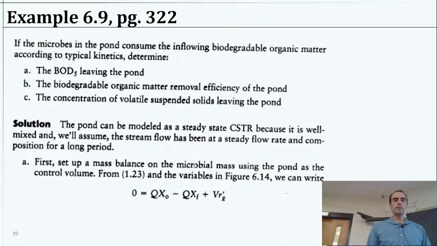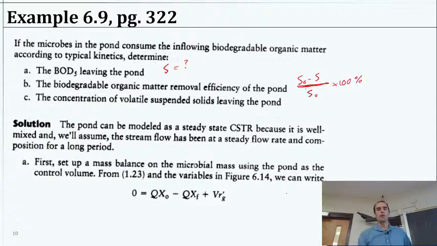So the problem says if the microbes in this pond consume the inflowing biodegradable organic matter according to typical kinetics, determine A, the substrate leaving the pond, they're going to call it BOD5. B, the biodegradable organic matter removal efficiency of the pond. So if A is asking for S, B is asking for the removal efficiency. This is going to be pretty generic, right? What we ended with, S, let's see, S naught minus S. What we started with minus what we ended with, divided by what we started with, times 100%. That would be a pretty generic way to get the efficiency.